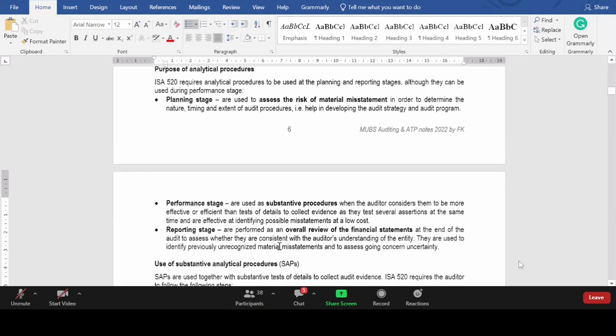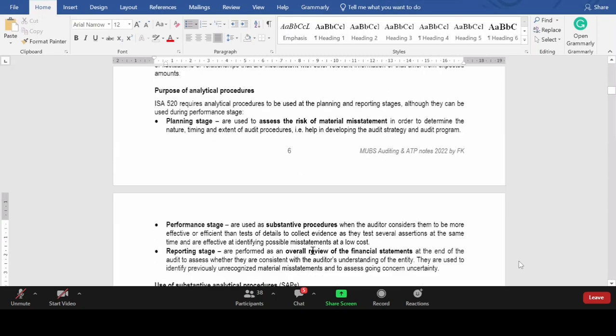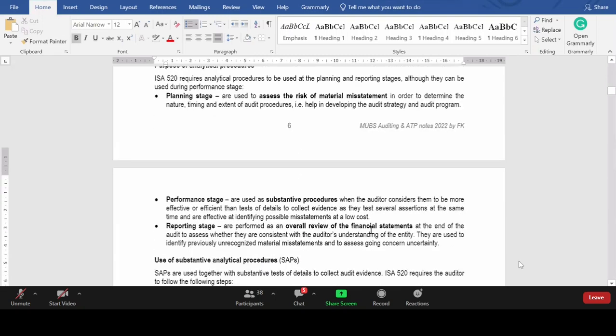In the reporting stage, when you have completed the audit, you want to do final comparisons of those figures like budgets and actuals and others. Come up with a clear picture of your findings.